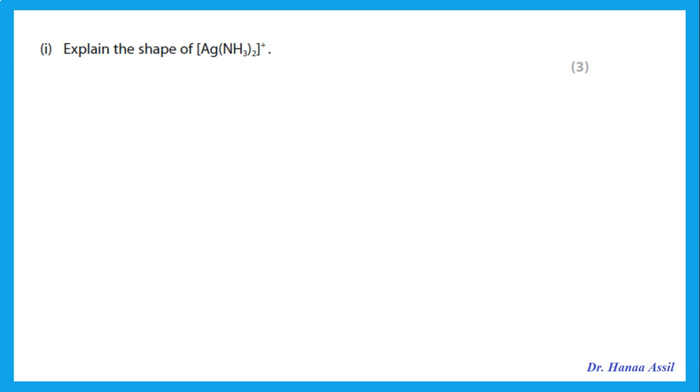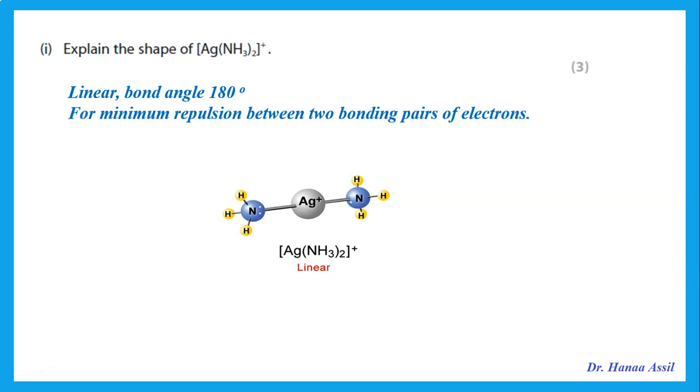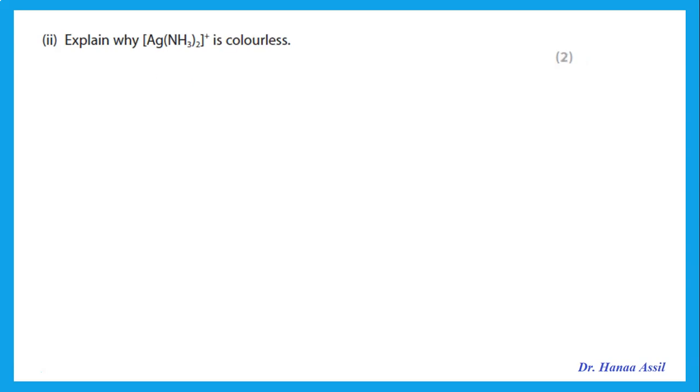Explain the shape of silver ammonia complex. We said silver is bonded to two ammonias. That means I have two bonding pairs of electrons. So this is linear, bond angle 180, for minimum repulsion between the two bonding pairs of electrons.